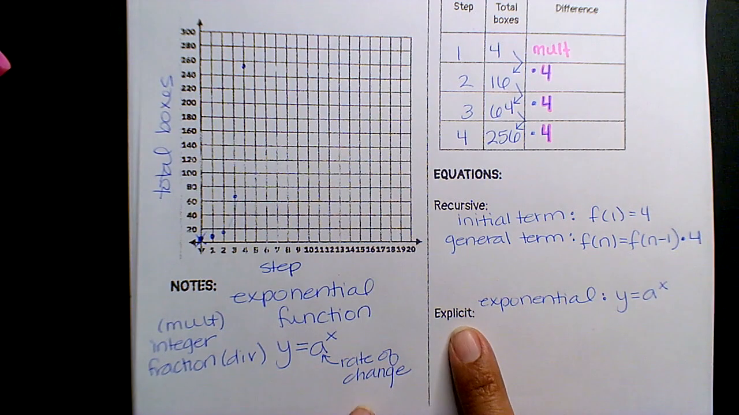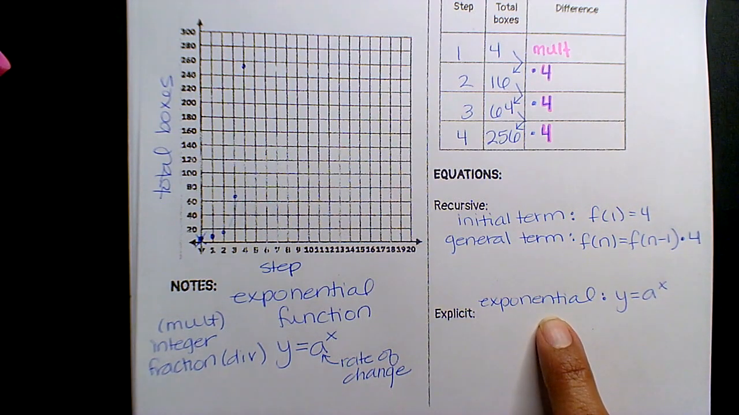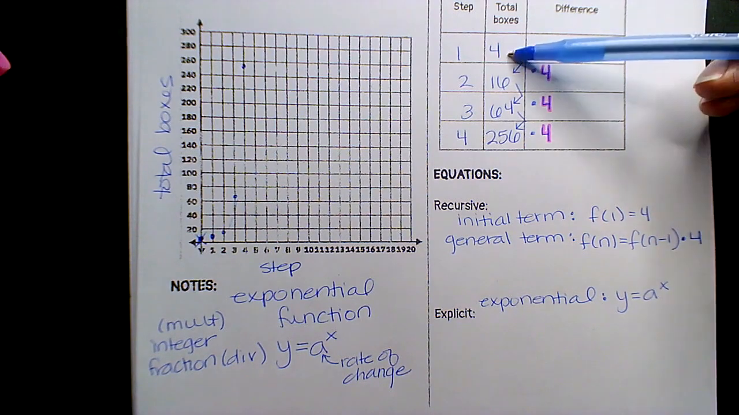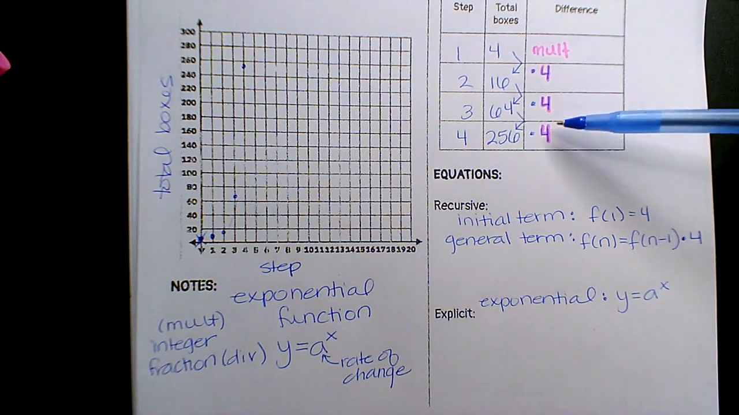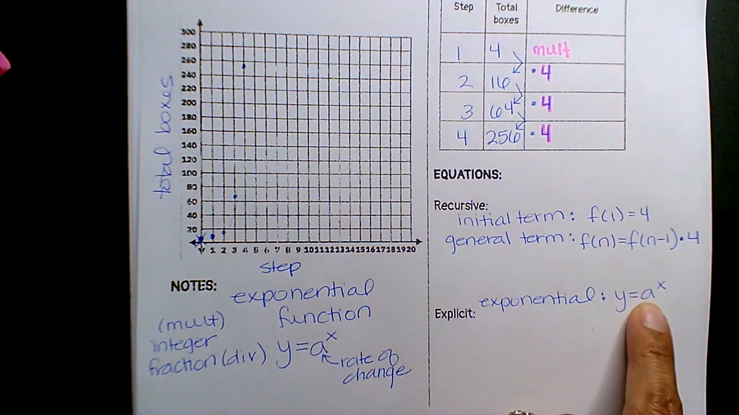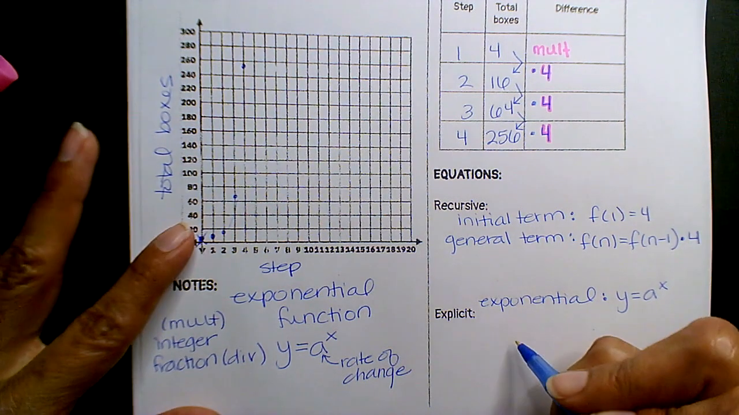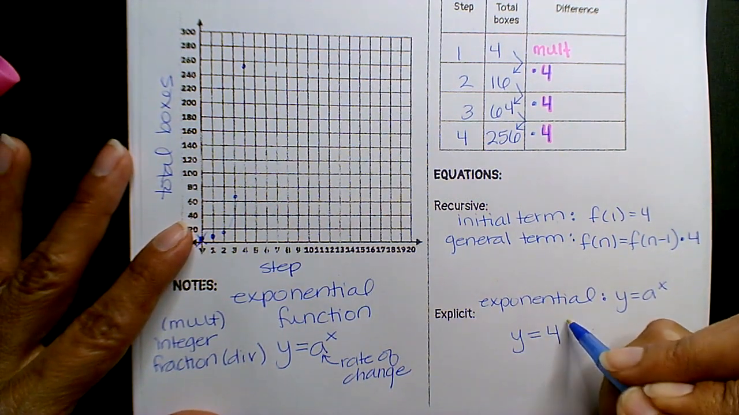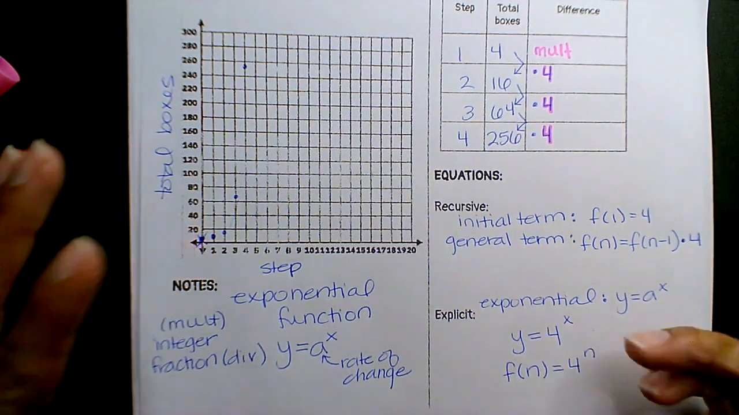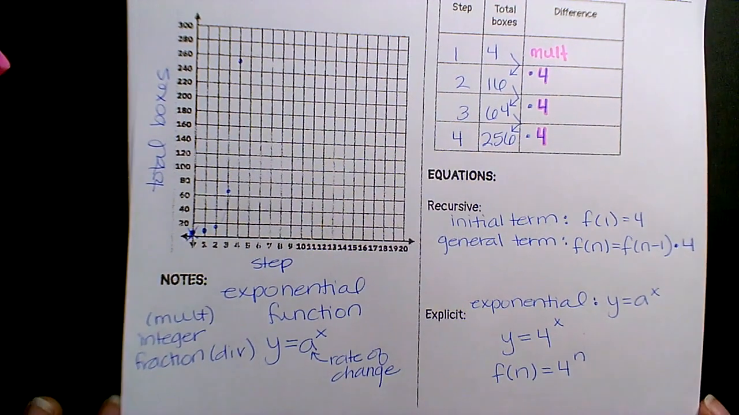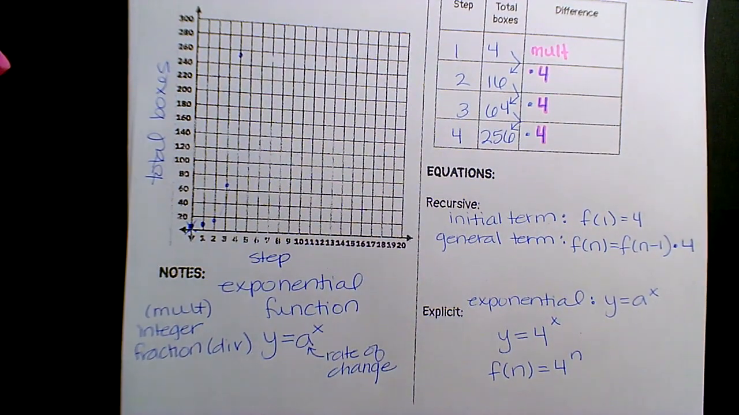Okay, so explicit, if we're on an exponential pattern, and from cell to cell, or from step to step, as it grows, you are multiplying by 4. That is my a value. And so it is y equals 4 to the x, or f of n is equal to 4 to the n, or you can put f of x is equal to 4 to the x. That is your explicit function. So if you were multiplying by 1/2, it would be 1/2 to the x. If you were multiplying by 1/2, it would be 1/2 to the n.